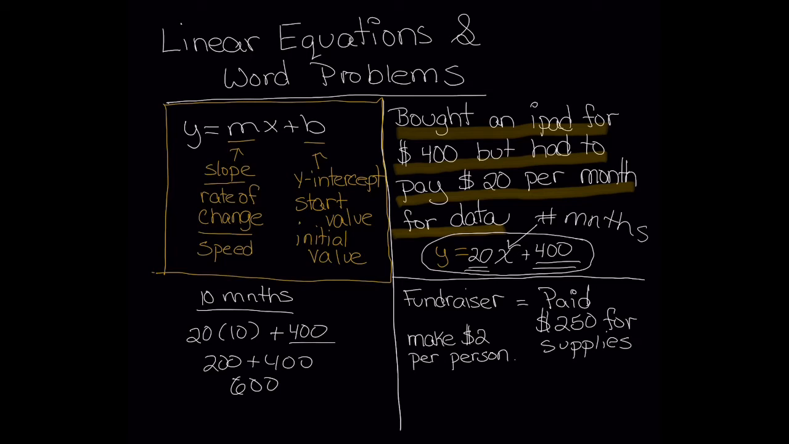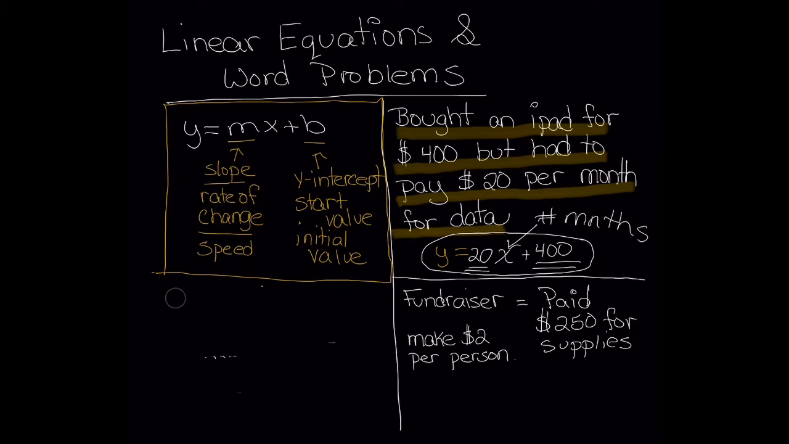Now, another example would be, let's just erase that so we have room to work. The other example would be over here. Let's pretend we're doing a fundraiser and we pay at the beginning $250 for supplies, but then we're going to make $2 per person. So in this case, we have y equals, we're going to make $2 per person, and since we are paying it, it's like a negative number because we're starting in the red, we're starting by owing someone $250 or putting out $250, but then we're making $2 a person.